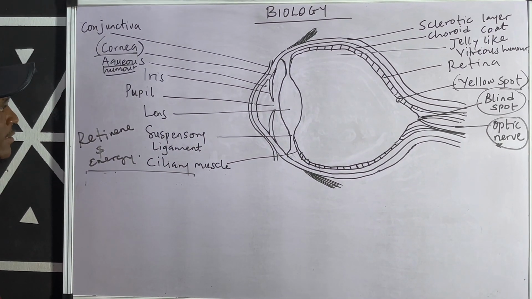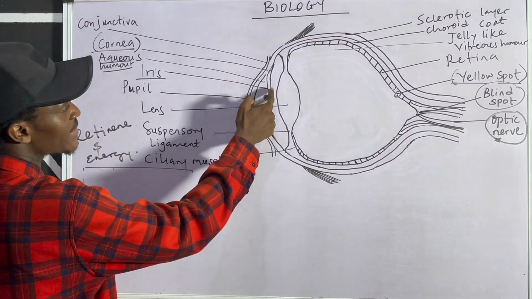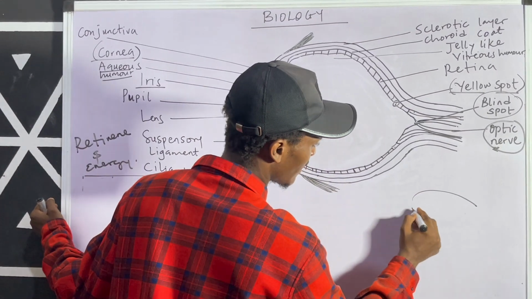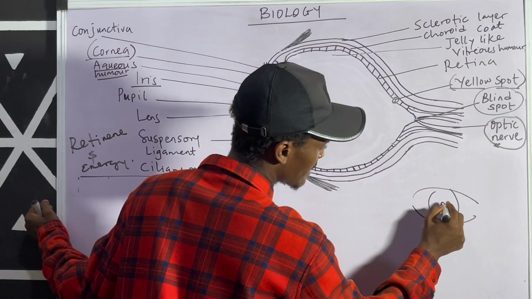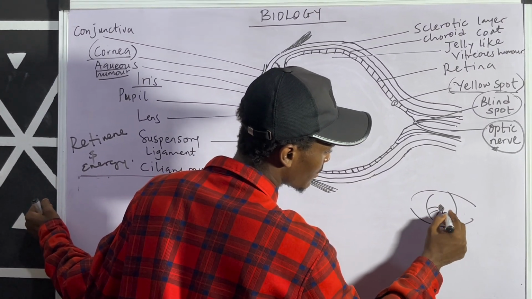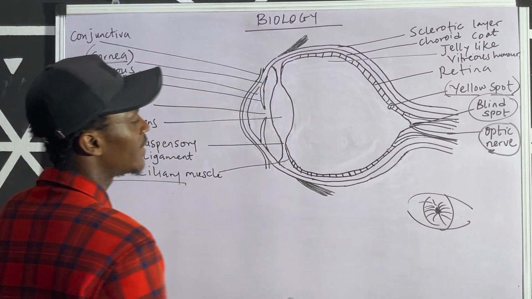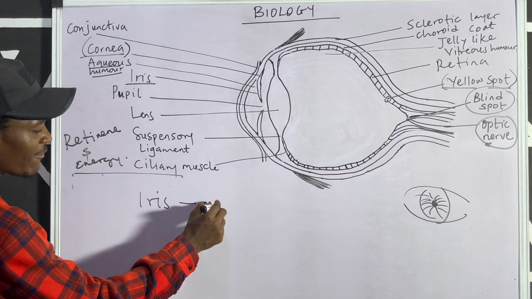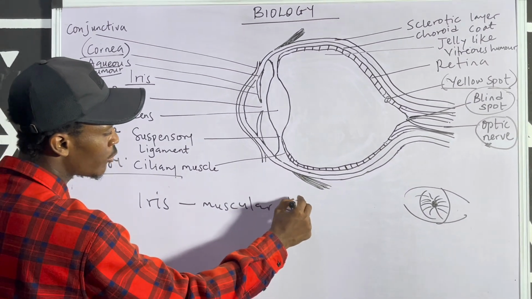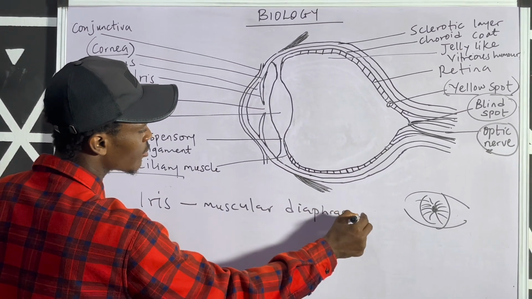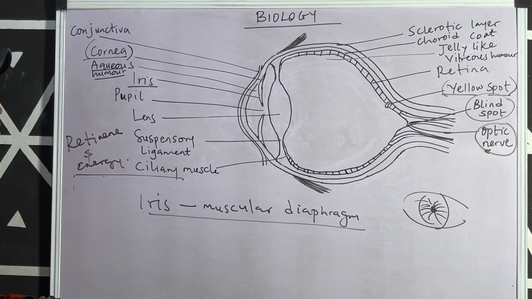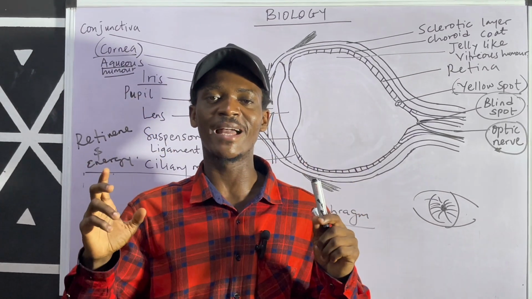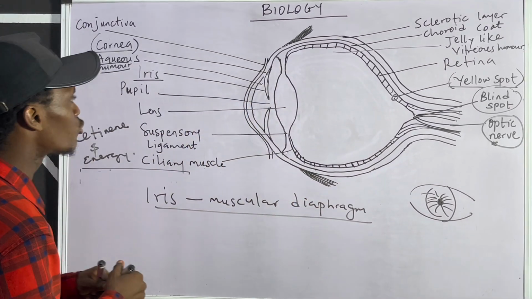All right. Then what about the iris? When I drew the eyes just now, I told you guys that this dark substance is called the pupil, and the substance surrounding it is called the iris. And the iris is known to be the muscular diaphragm of the eyes. Don't forget it. The muscular diaphragm of the eyes is called the iris. And what's the primary duty of the iris? It helps to regulate the amount of light that enters into the eyes through this space.